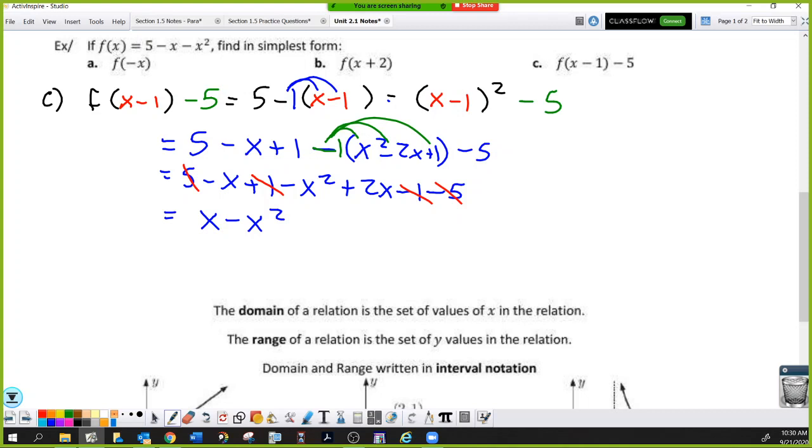So far, so good? Yeah. Plugging things in, watching PEMDAS, foiling appropriately, that kind of stuff.